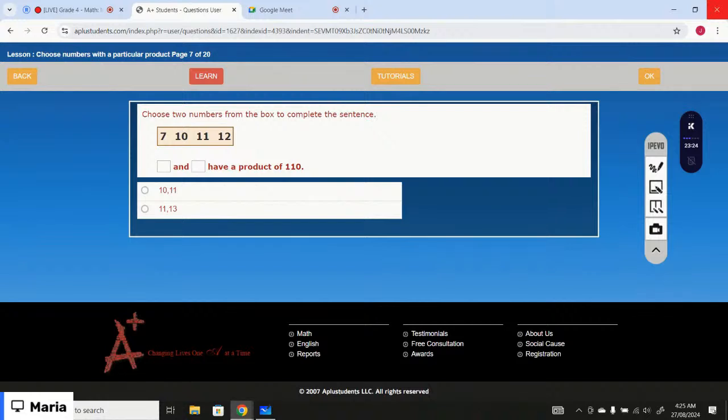Choose the two numbers from the box to complete the sentence. Dash and dash have a product of 110. So, which is the correct option?